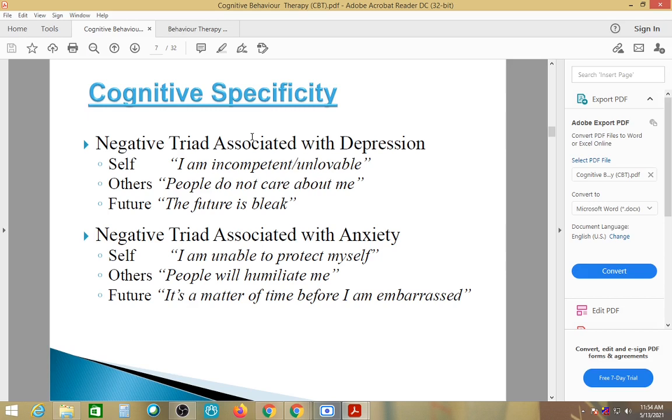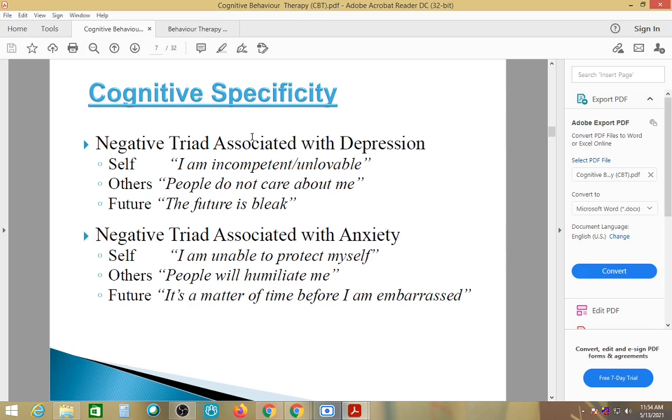They stem from the negative thinking that we have about this. Now, the negative trait with anxiety. Why is a person anxious? The thinking about myself is, I'm not able to protect myself, so it will add up to more anxiety. About others: people will always humiliate me. If I go, what will they say? They will see, they will always humiliate me. About the future: it's a matter of time before I am embarrassed.